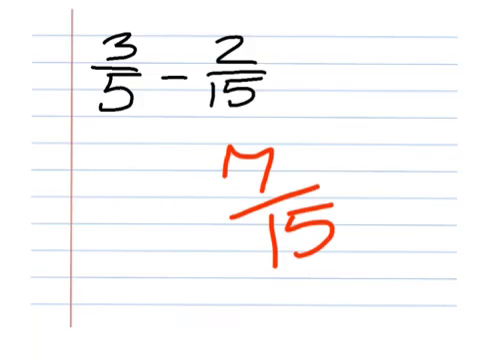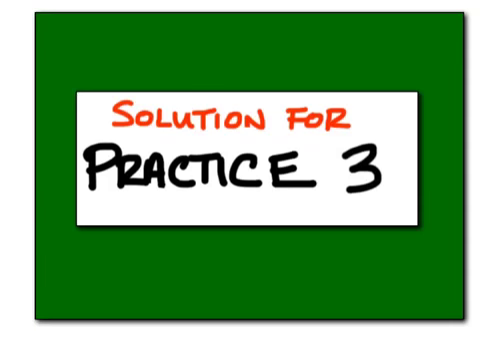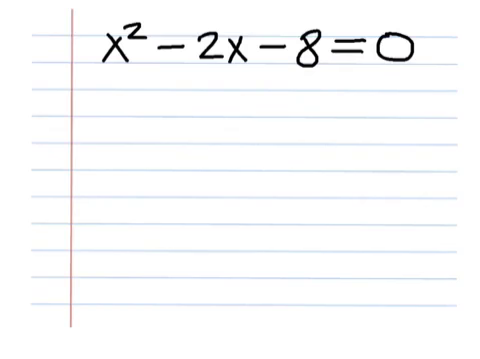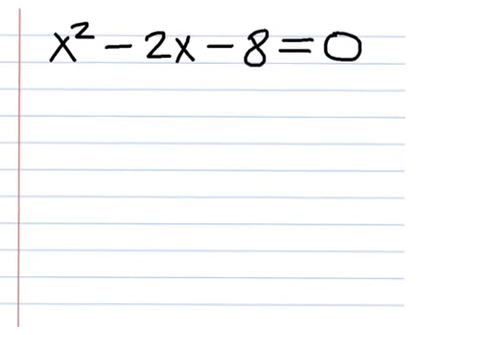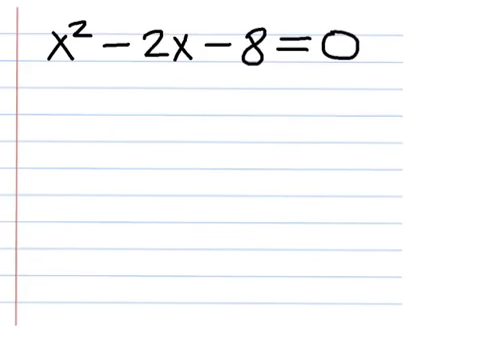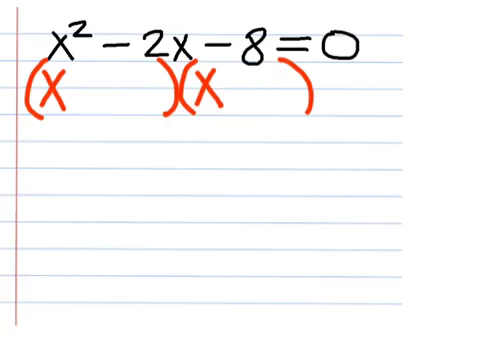Okay, answer for this one should be 7 over 15. Go straight to the solution for the practice. We have x squared minus 2x minus 8. First thing we want to do is go ahead and write down the beginning of our two factors that multiply to give us x squared minus 2x minus 8. Next, we want to look at our minus 8. We're going to figure out what numbers multiply to give us a negative 8.